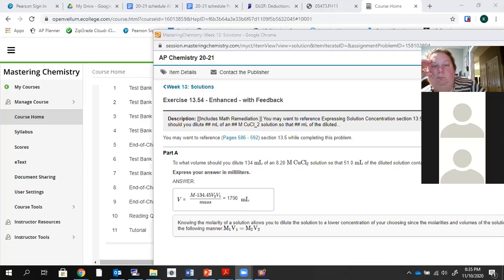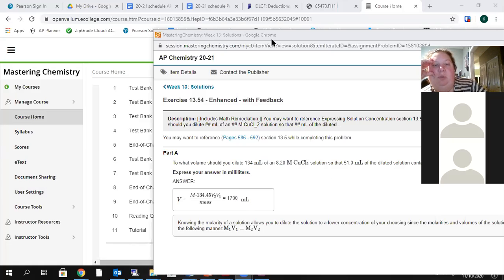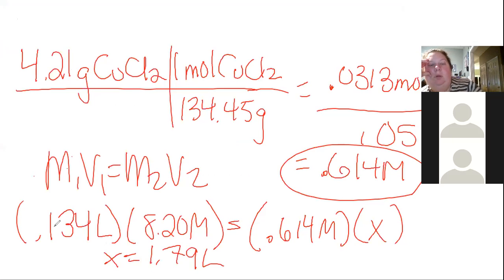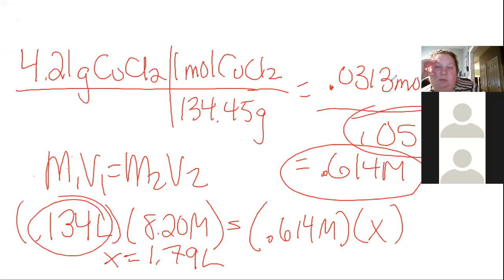Can you just keep it as milliliters instead of turning it to liters and then turning it back to milliliters? Yep, you could in the M1V1 part. So you could keep this as milliliters, that would be fine, and then your answer would come out in milliliters. This has to be turned into liters for molarity. Okay, thank you. Welcome.